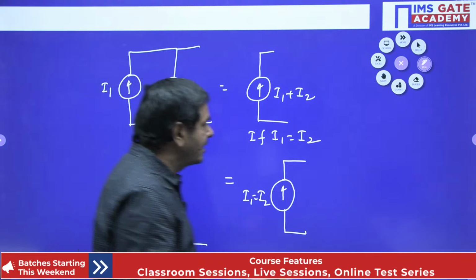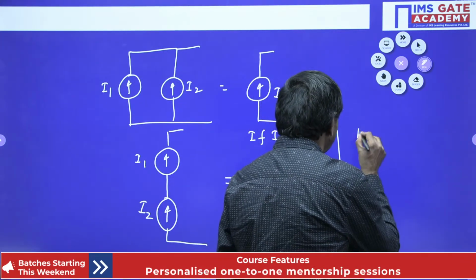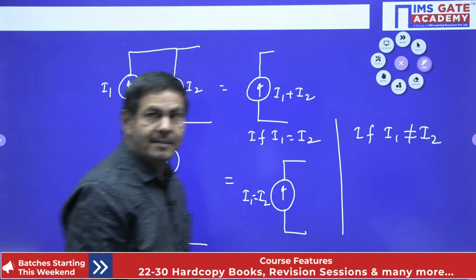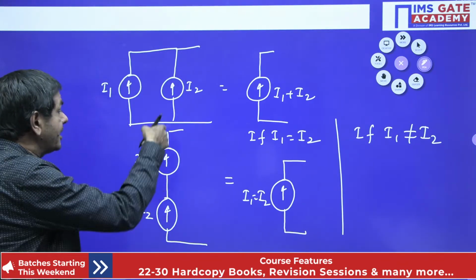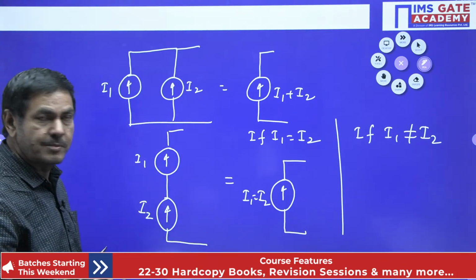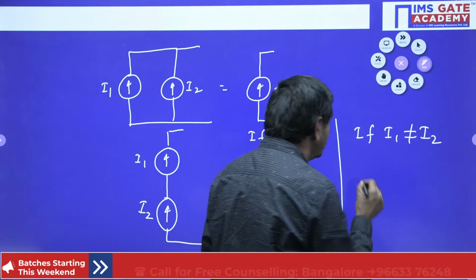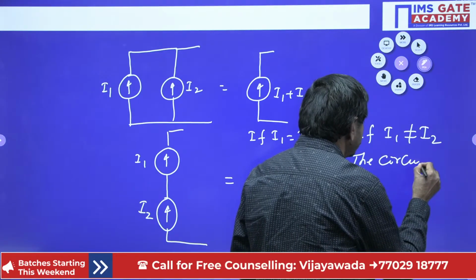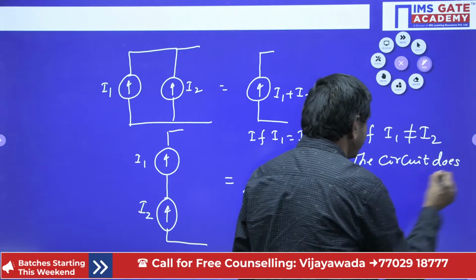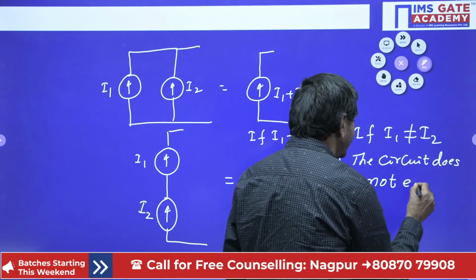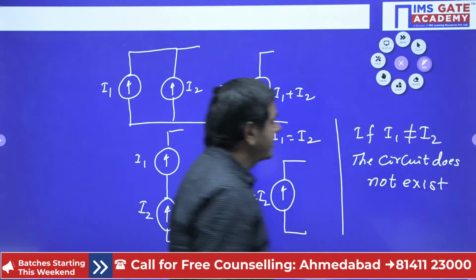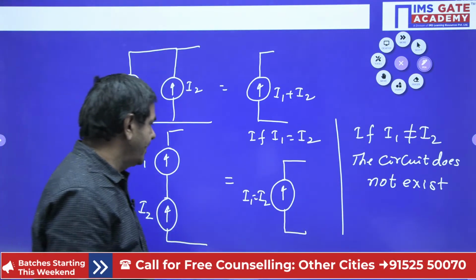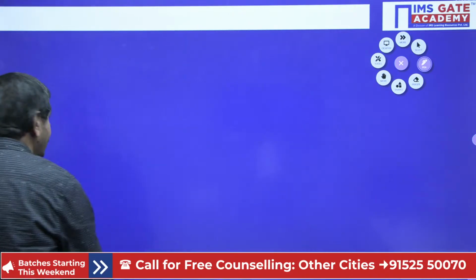In case the two currents are not equal, sir, if I1 is not equal to I2, two different currents will not pass in the same branch only. That is impossible now. That's why in that case, if I1 is not equal to I2, the circuit doesn't exist. The circuit does not exist, I can write. Directly you can draw only now. These are just certain examples only. And one small question I will give so you can understand clearly.